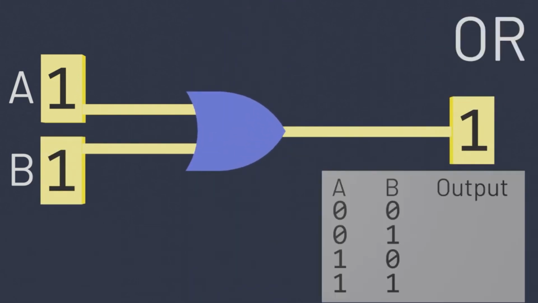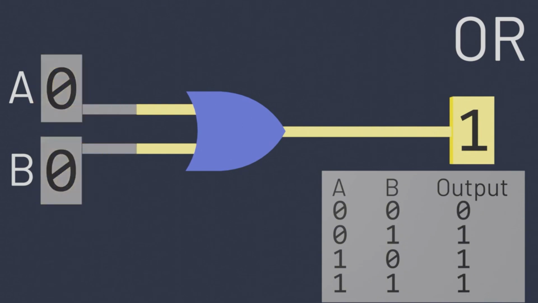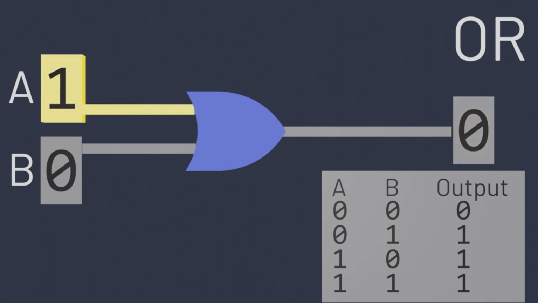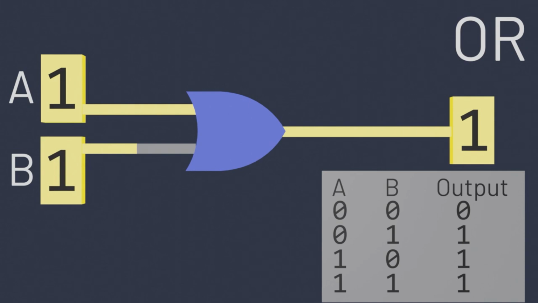The OR gate, meanwhile, is also a logic gate that takes two inputs. This gate outputs a 1 when A is a 1, or when B is a 1. So if both inputs are 0, the OR gate outputs a 0. But if either of the inputs is a 1, or both inputs are a 1, then the output of the OR gate is also going to be a 1.